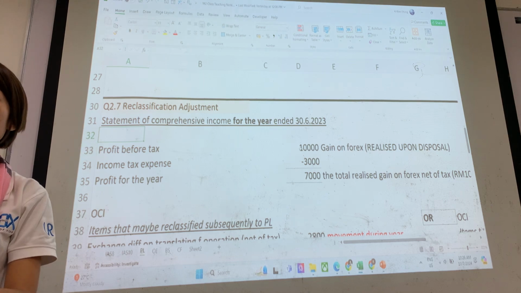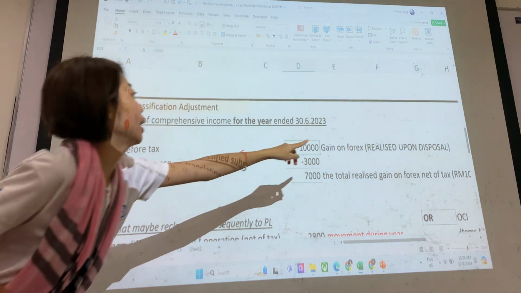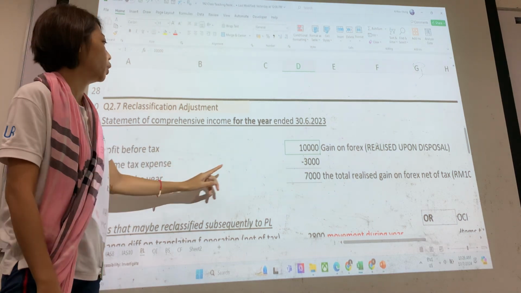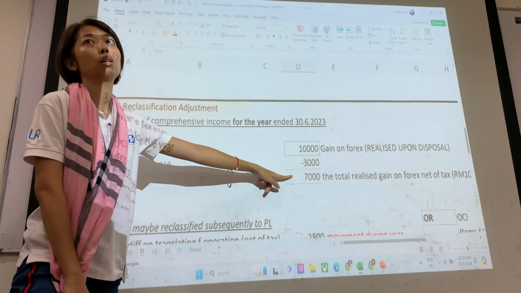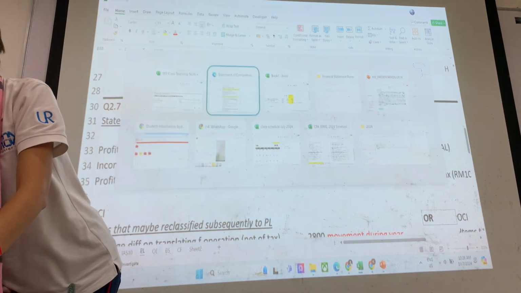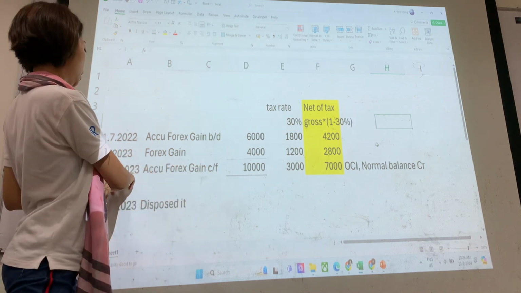So the whole thing, 10,000 realized upon disposal, I will put it up there. Okay, and then my profit for the year will increase by 7,000. So 10,000 gross amount, 7,000 net of tax. It is actually the one that we explained over here just now.